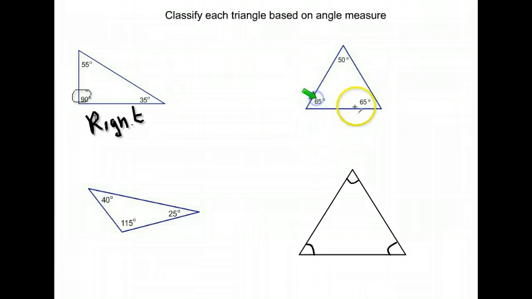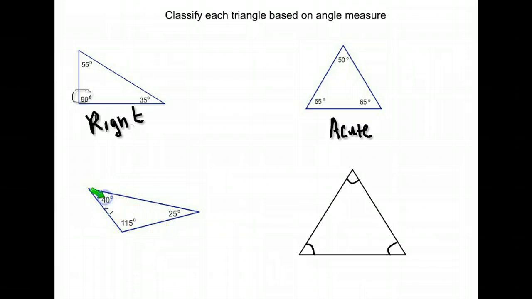Okay, so notice this one, all of the angles are smaller than 90 degrees. So that makes this an acute triangle because those are all acute angles. This triangle down here, right, acute, equiangular, obtuse, what kind is it?